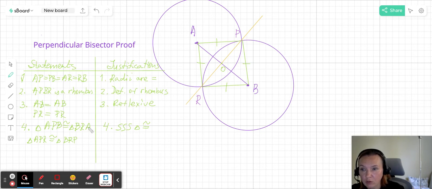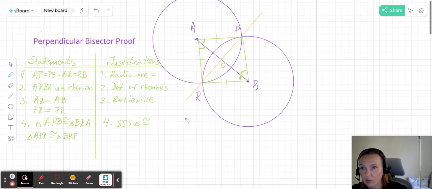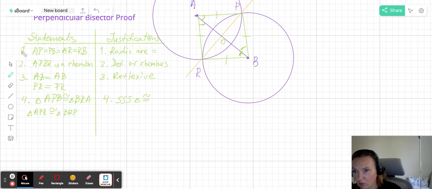Now, since those triangles are congruent, we know that the corresponding parts of congruent triangles are going to be congruent as well, which means that this angle over here has to be congruent to this angle over here, right? This angle is also congruent to this angle over here. And by the way, those two angles are congruent to each other because they are the angles in an isosceles triangle. Triangle ARB is an isosceles triangle, so those two angles are congruent to each other. So with the proof, I have to write that all down, and I'm going to write them in step 5.